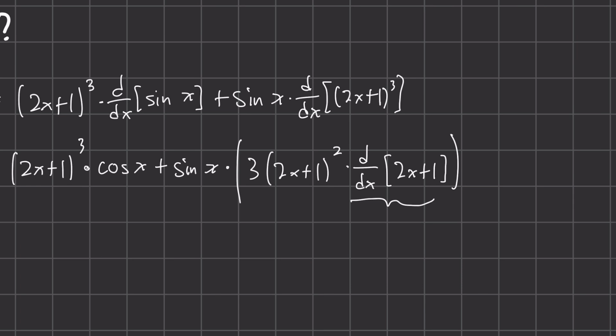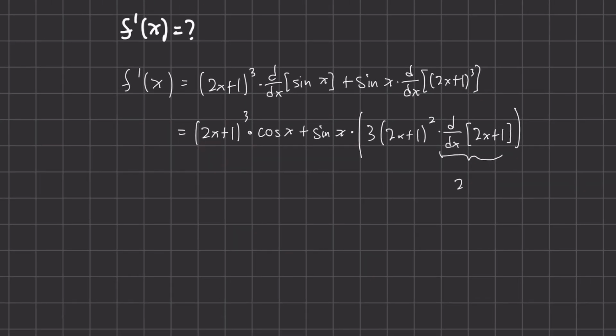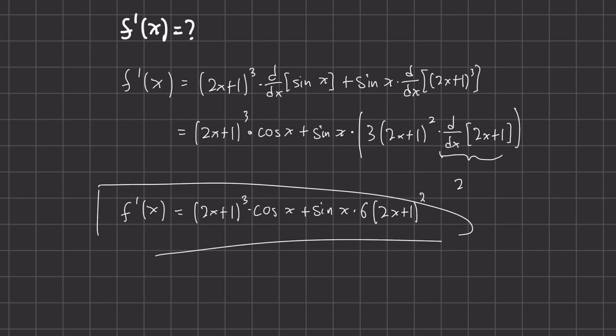And so what is that? That is just going to be 2, because the derivative of 2x is 2 plus the derivative of 1 is just 0. And rewriting that, we get (2x plus 1) cubed times cosine x plus sine x. And it's going to be this times 6, because that is just 3 times 2 times (2x plus 1) all squared. And that right there will be your final solution.